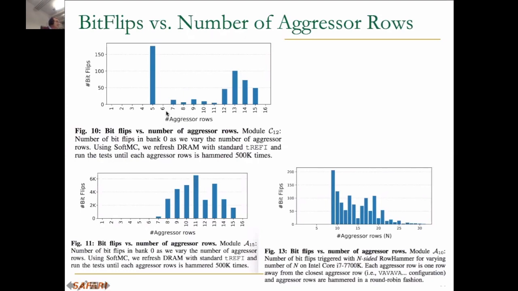So you can see that by having 5-sided RowHammer, you can induce bit flips in this chip from manufacturer C. By having 8 rows, 11 rows, and 13 rows, you can induce many bit flips. By having 9-sided RowHammer, by hammering 9 rows, you could actually bypass the mitigation mechanisms, as you can see over here.